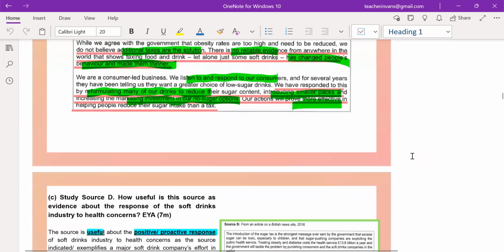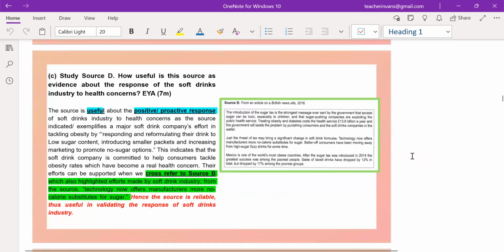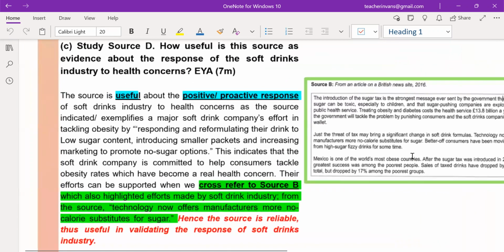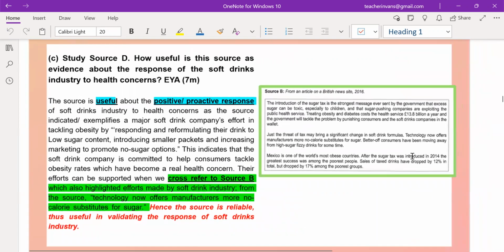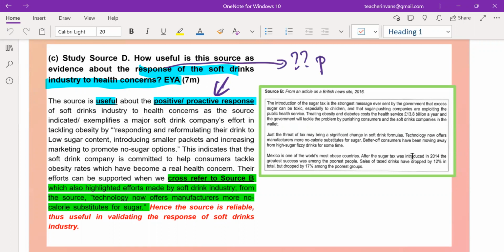This question is asking about utility. So it is useful. It does tell you there is a positive, proactive response, and you cannot blame Coca-Cola. Again, go back to the question. They are asking you about the responses of soft drink industries. They are concerned. They are proactive. The response here, so you must, in your answer, define this. What is their response? They are proactive. They feel that they are responsible.